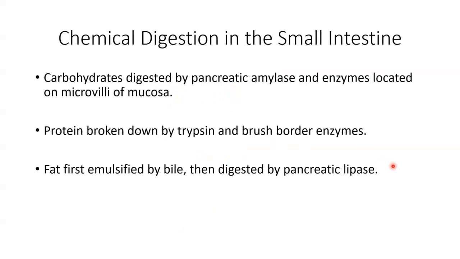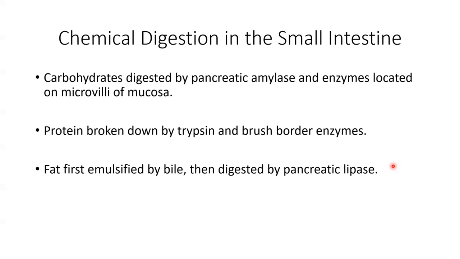So when the duodenum receives the chyme from the stomach, it's now a watery soup of partially digested carbohydrates, fats, and proteins. To completely digest these nutrients, we must have chemical digestion. And chemical digestion in the small intestine is largely a result of our secreted bile and secreted pancreatic juice.